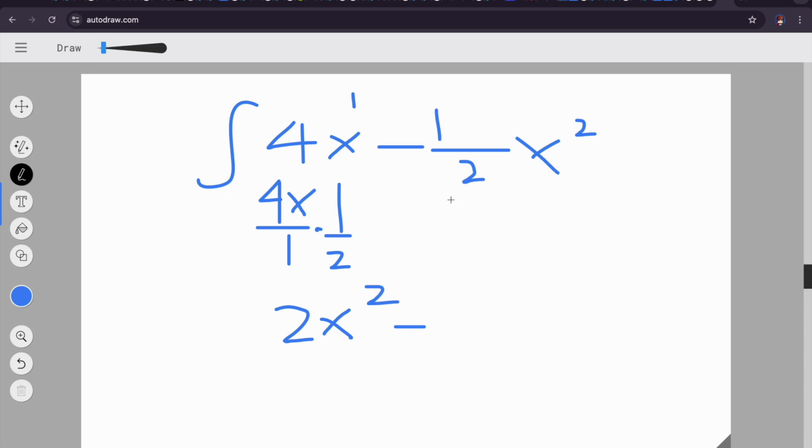Same thing for 1/2 x squared. Then take the reciprocal of the degree that you want to go up to, which is the original degree plus 1, which is 3, equals 1/6 x cubed.